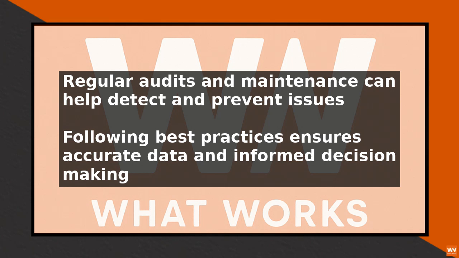Conclusion. In conclusion, the Google Analytics Tracking ID is a critical component of accurate data collection and analysis. By understanding common issues and following best practices for setting up and troubleshooting the tracking ID, users can ensure accurate data and make informed decisions. Regular audits and maintenance can help detect and prevent issues, ensuring that the tracking ID functions correctly and provides reliable insights into website performance.